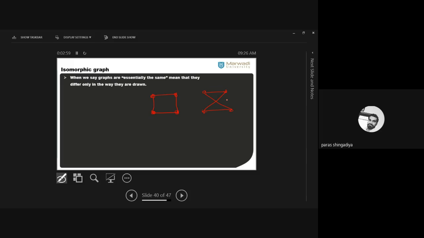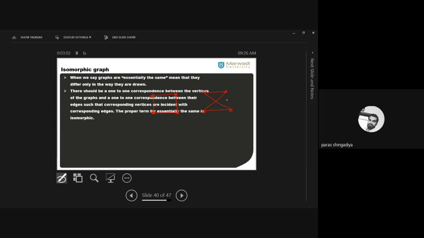So that is one example given, okay, with 4 vertices. And now there should be a one-to-one correspondence between the vertices of the graphs, and a one-to-one correspondence between their edges, such that corresponding vertices are incident with the corresponding edges, and the proper term for essentially the same is an isomorphic graph. So what does it mean? You have to check the one-to-one correspondence between these two graphs. Clear? That is one graph, say G1, let us say, and that is another graph, let us say G2.